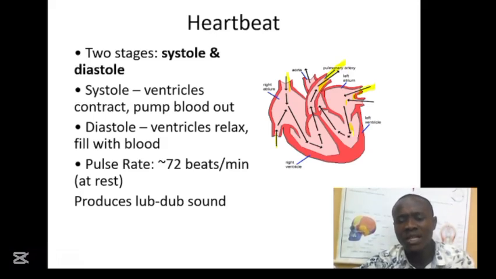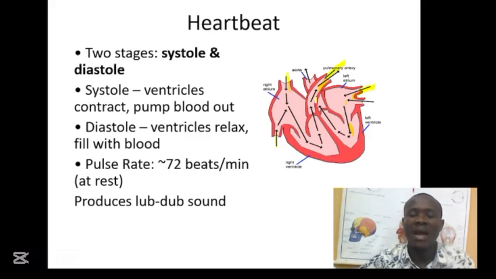From the left atrium, they are pumped into the left ventricle. From the left ventricle, they will be pumped into the aorta. From the aorta, they will be pumped to the rest of the body cells. So that is how all the body cells receive this oxygenated blood.